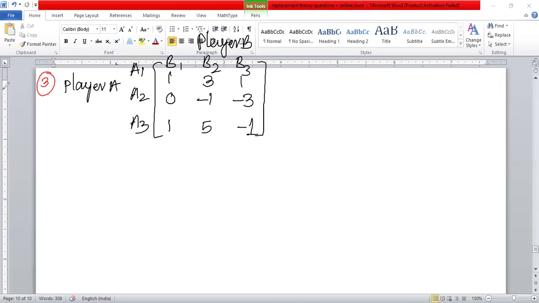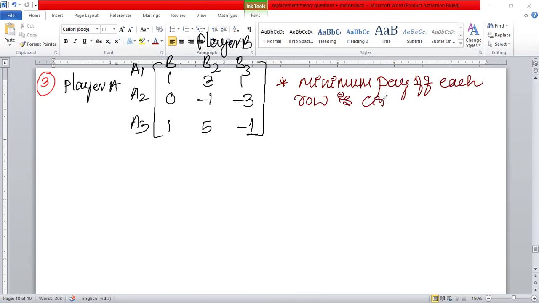Now, this third problem is to solve game theory using the Maximin Minimax principle. The first one: the minimum payoff of each row is circled. How many rows are there? 3 rows, 3 columns. First row minimum is 1. Second row minimum is minus 3. Third row minimum is minus 1.